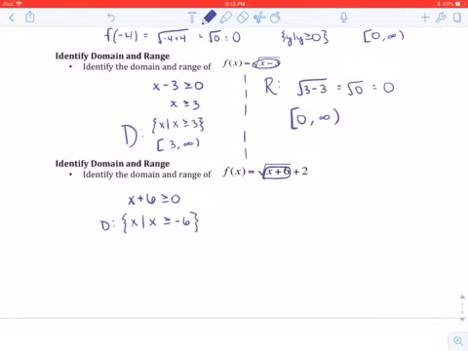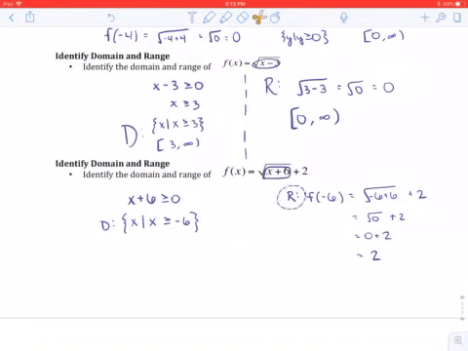To find my range, I still use that number. Now notice what happens if I say f of -6. I get the square root of -6 plus 6, and then plus 2. Square root of 0 plus 2, I end up with 0 plus 2, I end up with 2. 2 is the extreme value, and unless otherwise noted, which we're going to talk about in a few minutes, that's going to be the minimum. So I would say this is y such that y is greater than or equal to 2. Again, I found that by plugging my restriction from my domain into the function and finding that y coordinate.